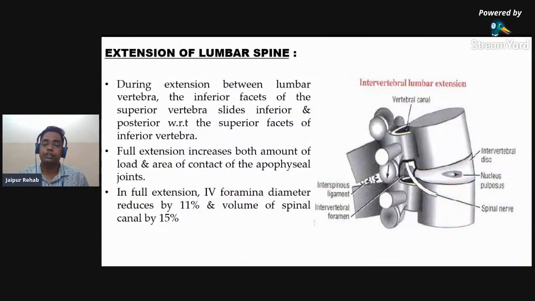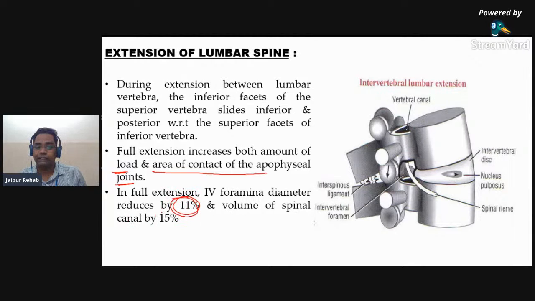Coming back to the extension of the lumbar spine I've told you, the second last point suggests that full extension increases both the amount of load and the area of contact of the apophyseal joint. We all know about it, right? क्योंकि वापस पीछे आ रहे हैं, पीछे आएंगे तो contact area हमेशा बढ़ जाएगा, और जैसे मैं extension में जाऊंगा तो line of gravity will also be shifted posteriorly, so the weight which is coming onto the facet joint will also increase. Okay.